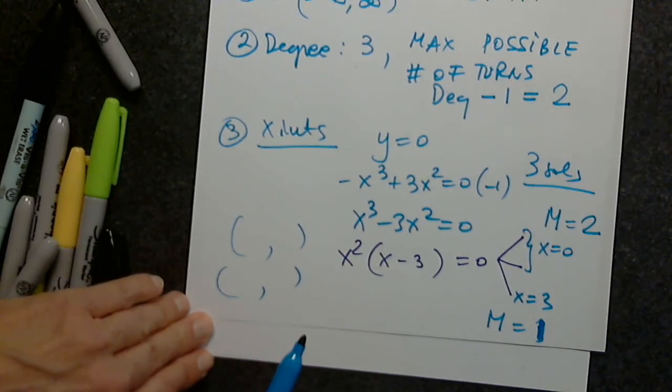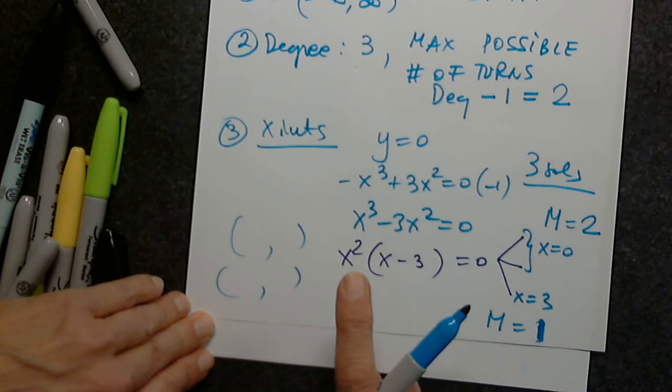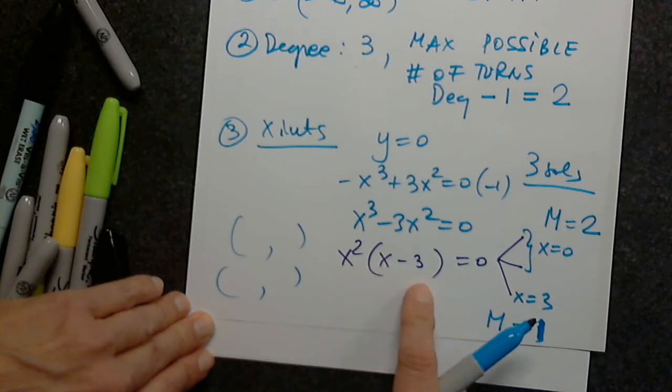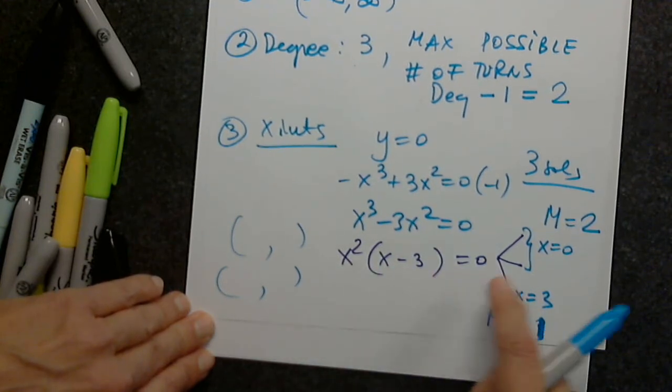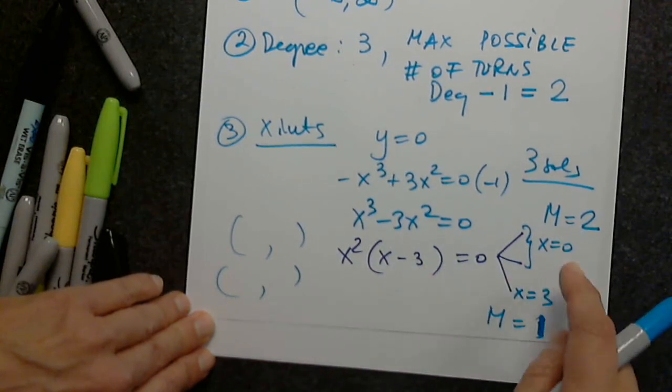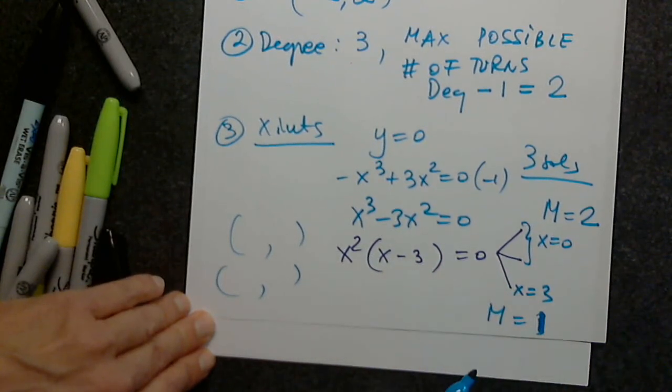I think it's 0. Yeah, I need 0. So x squared times x minus 3. When x is 0, I get 0. When x minus 3 is 0, I get x equals 3.